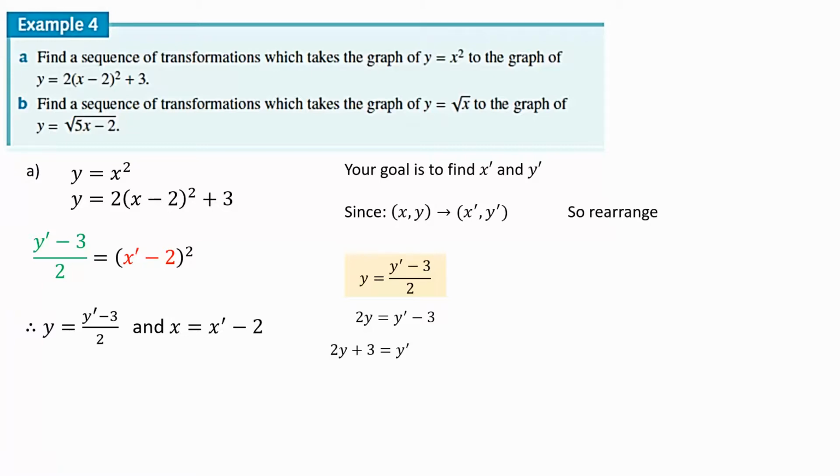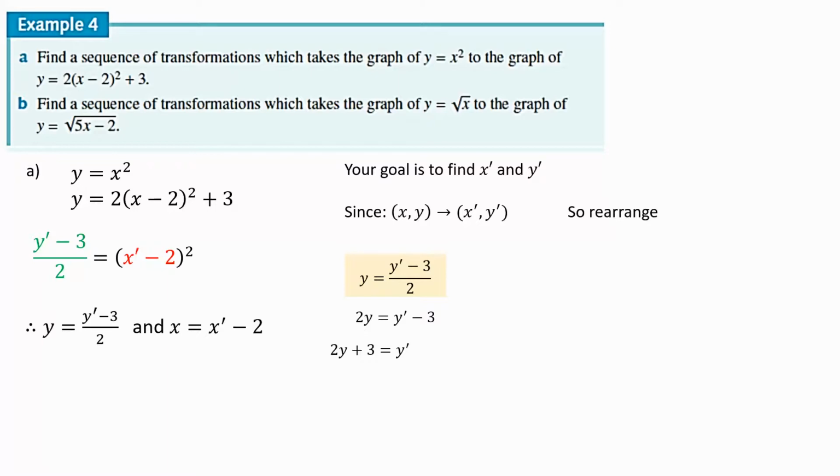Now you can read the transformations here. If you have 2 times y, what are you doing? Is it dilation or translation or reflection? Dilation. Of factor 2 because it's the number 2. From which axis? From x. Okay, because you're timesing the y values. So timesing the y values tells me dilation of factor 2 from the x-axis.